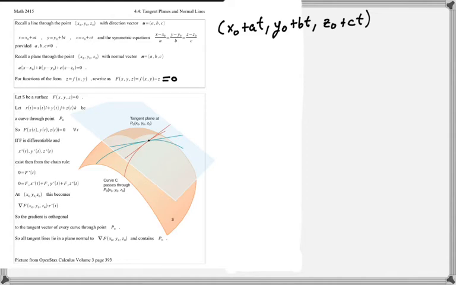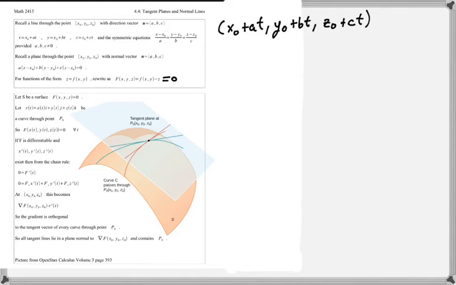X equals x naught plus a times t, comma, y equals y naught plus bt, comma, z equals z naught plus ct, and symmetric equations x minus x naught over a is equal to y minus y naught over b, which is equal to z minus z naught over c, provided a, b, and c are nonzero. Those are two different ways of writing the line. Also, we can write it as an ordered triplet for graphing. So it'd be parentheses x naught plus at, comma, y naught plus bt, comma, z naught plus ct, and then close your parentheses.